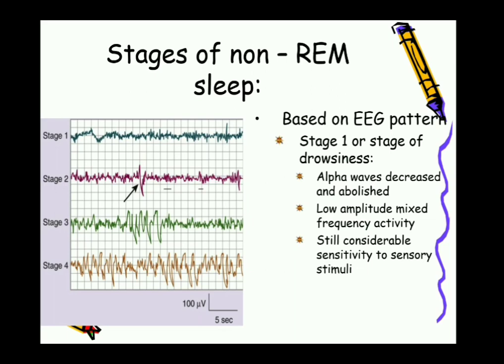Stage 1, which is also known as stage of drowsiness. Here you can see in the first diagram, stage 1. In stage 1, alpha waves decrease in frequency and are abolished, and there is presence of low voltage waves as well as infrequent delta waves. There is presence of low amplitude and mixed frequency waves. Still, the person is sensitive to the sensory stimulus.